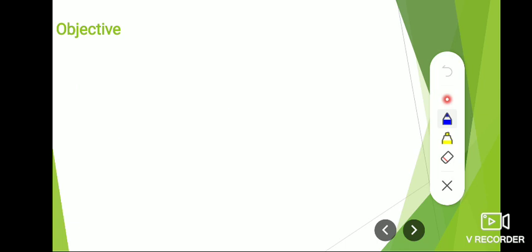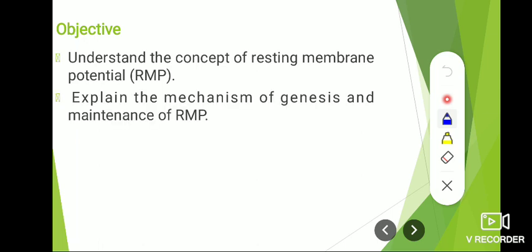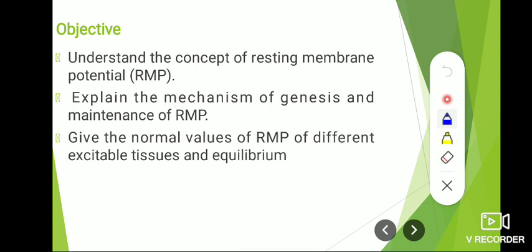The objectives of today's lecture are to understand the concept of resting membrane potential, explain the mechanism of genesis and maintenance of resting membrane potential, that is, in short, RMP, and give the normal values of RMP of different excitable tissues and equilibrium.